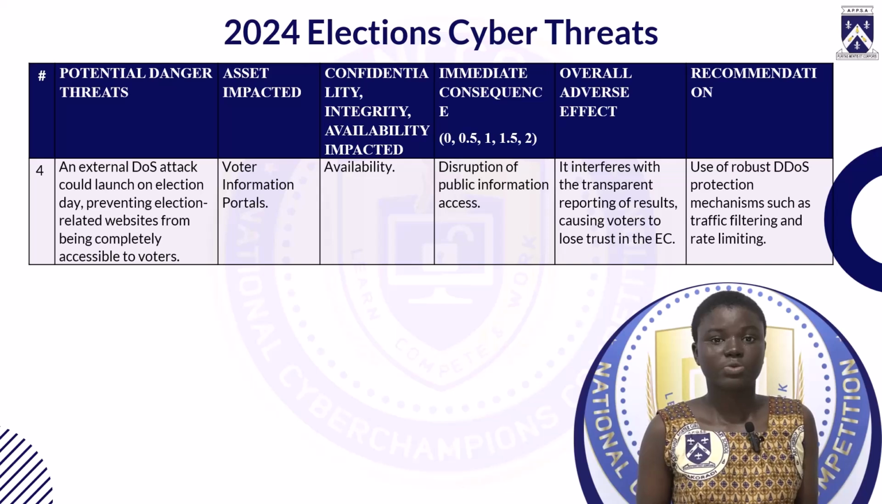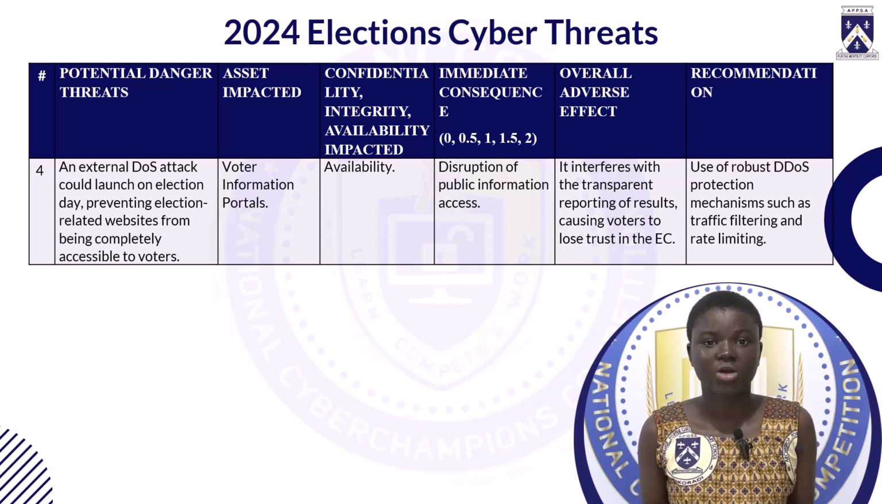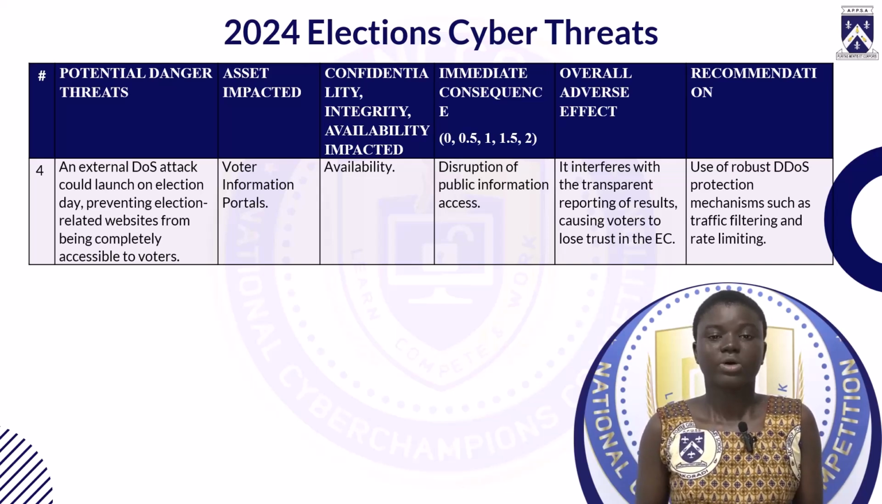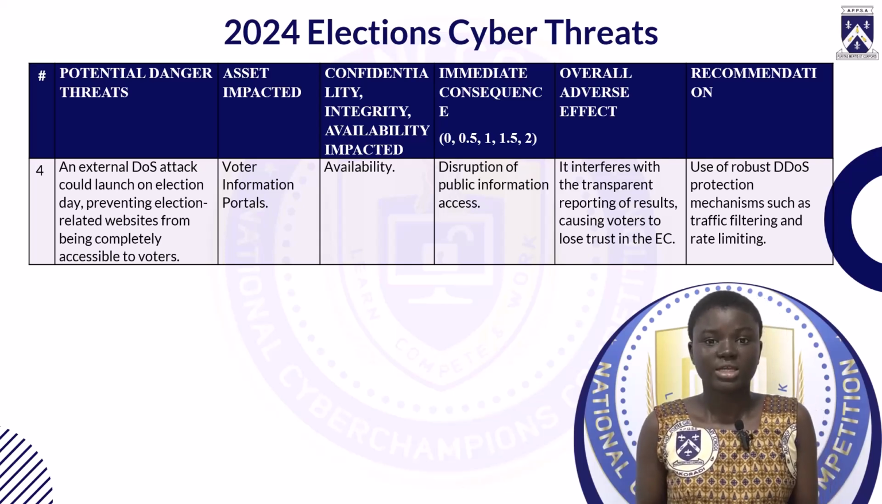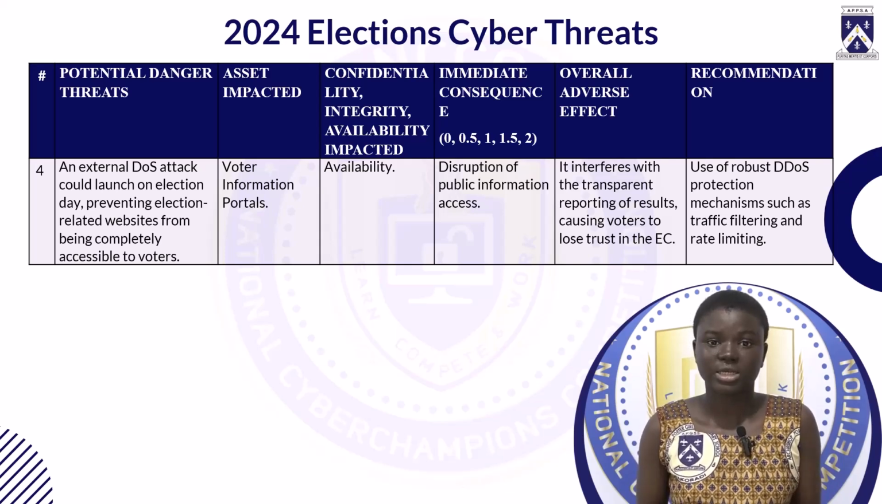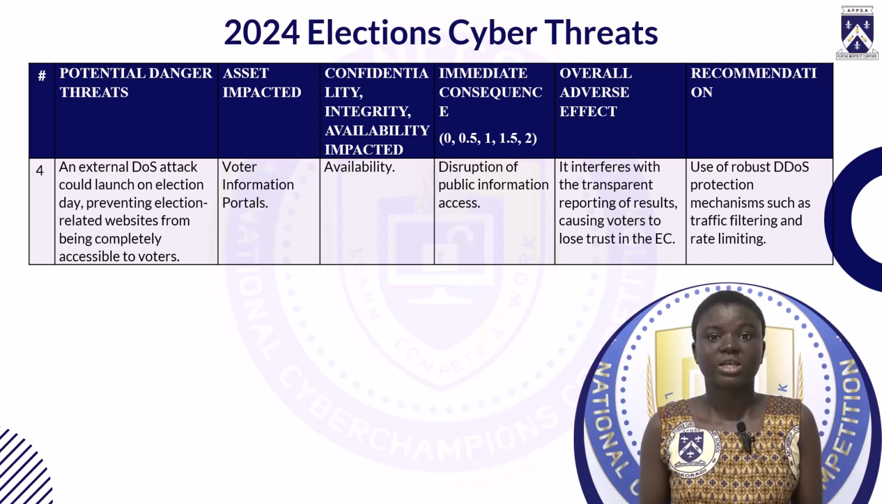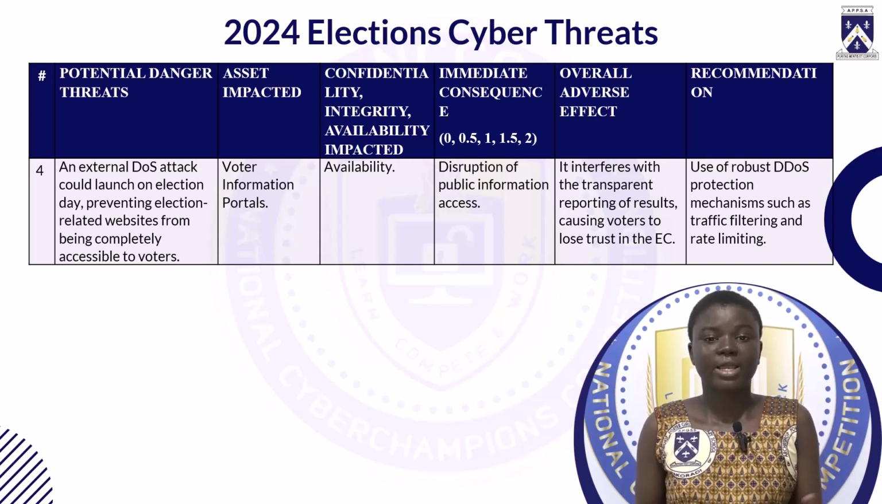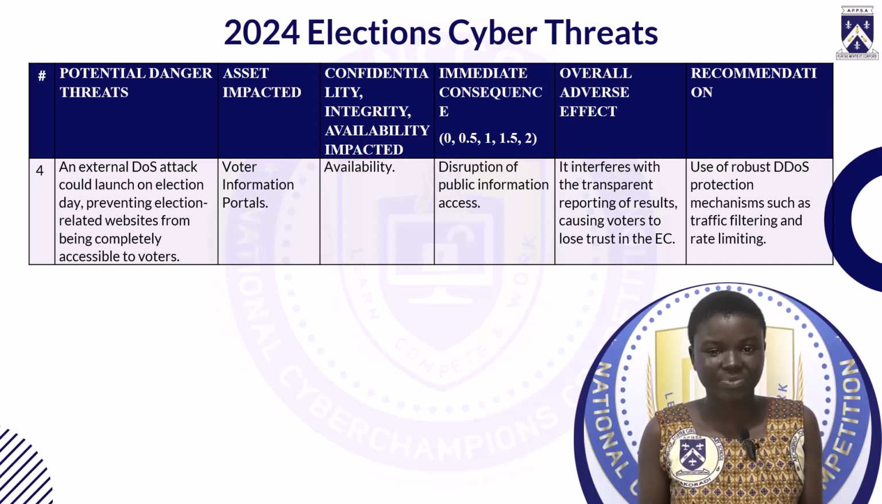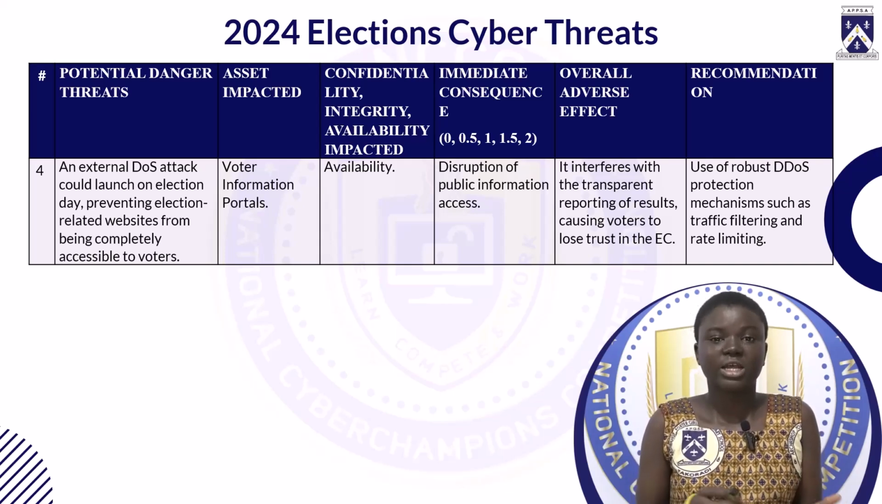My fourth point will be the denial of service attack, also known as the DoS attack. On election day, a DoS attack could be launched. That is, the EC website could be flooded with unnecessary data, making it inaccessible to voters, affecting the availability of the election. This can be prevented by implementing robust DoS prevention, that is, filtering and limiting ingoing and outgoing signals.